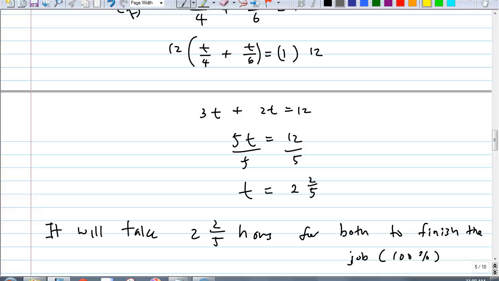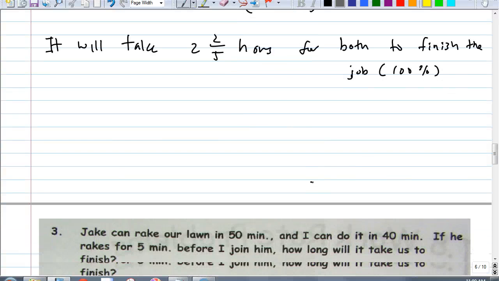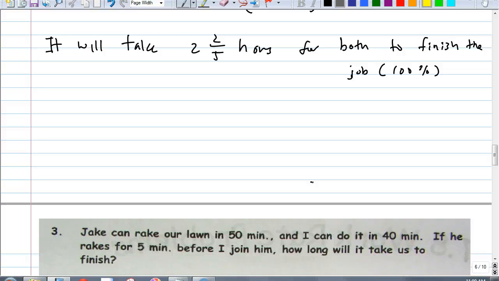Okay, so let's look at example 3. It's not that bad. It says Jay can rake our lawn in 50 minutes, and I can do it in 40. If he rakes for 5 minutes before I join him, how long would it take us to finish?